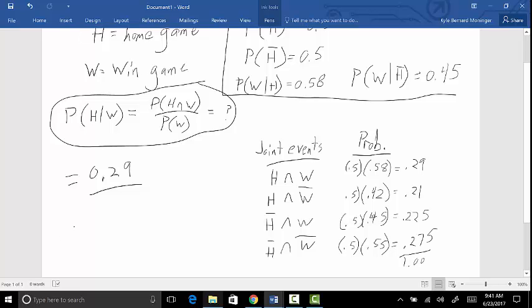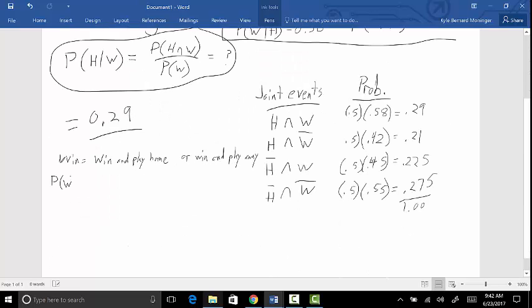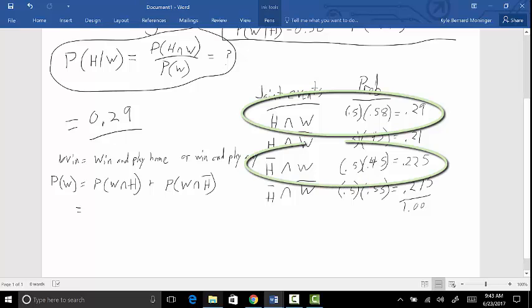Let's think about this logically. So logically, a team can win two different ways. They can win and play at home, or they can win and play away. To find the probability of this, probability of winning, I'm going to translate this to probability statements. I want the probability of winning and playing at home, or in statistics, translate to plus signs, or winning and playing not at home, playing away. So I find these two probabilities on my table over here, 0.29 plus 0.225.